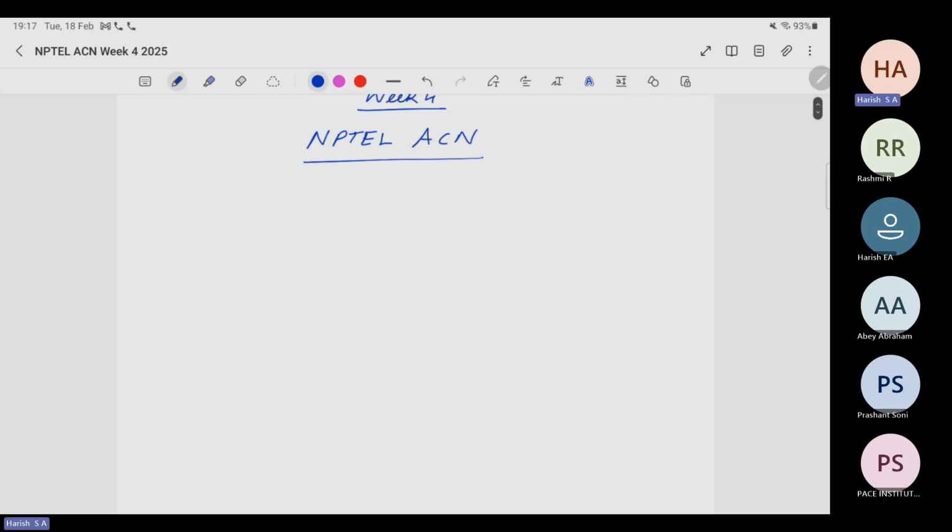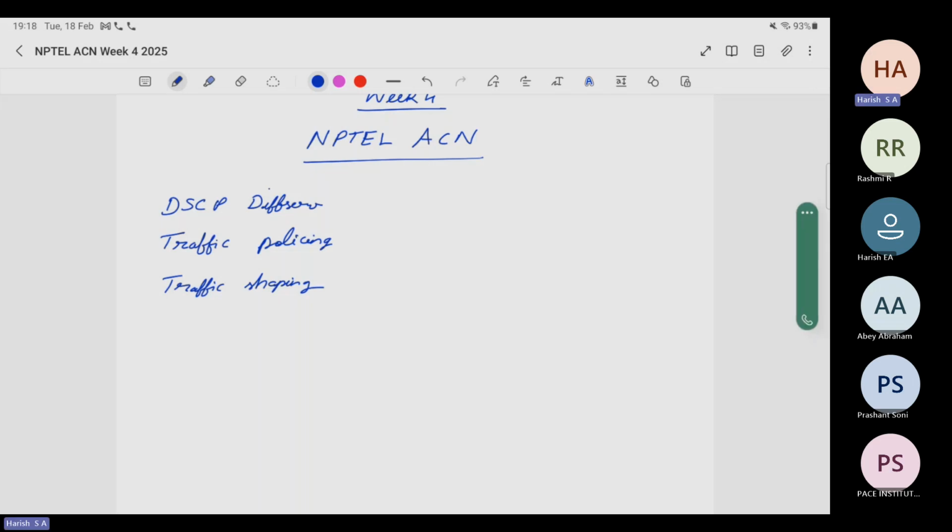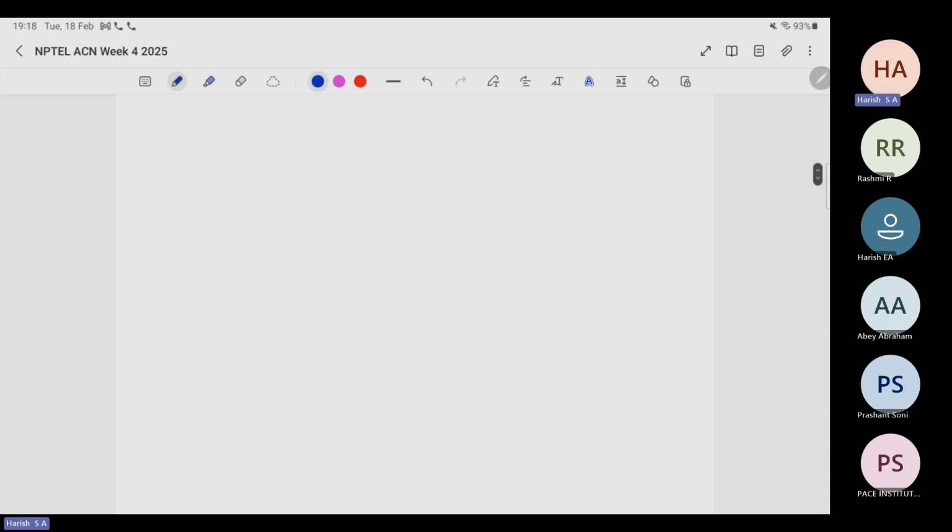So some of the major things that went on this week was basically something called DSCP or DiffServ, right? And then traffic shaping or traffic policing and traffic shaping, right? So most of the questions are from this area only. So let's just go to the first one.